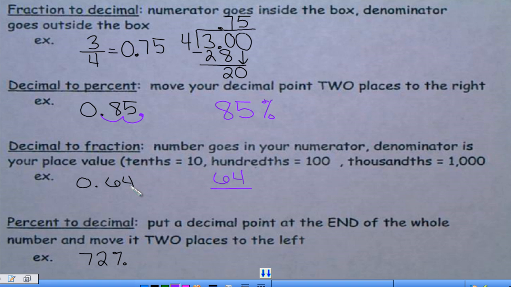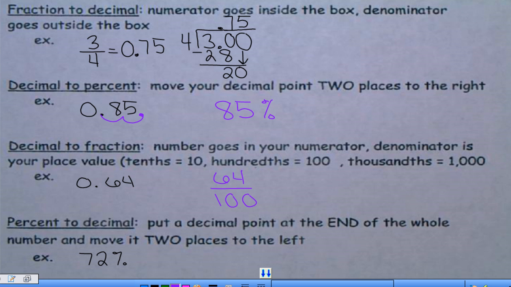Okay, so we're going back to what we learned first quarter. So remember, 6 is in the tenths place, the 4 is in the hundredths place, so this is 64 hundredths. If you say hundredths, you're going to write 100 in the denominator. If it's 6/10, so if the 4 was gone, it was just 0.6, so 6/10, you would write 10 in the denominator. Okay? If you went all the way up to thousandths, so you had 3 numbers after the decimal, then it would be 1,000 in your denominator.